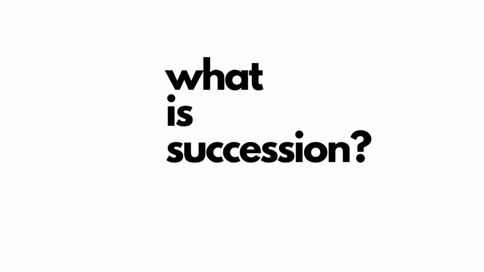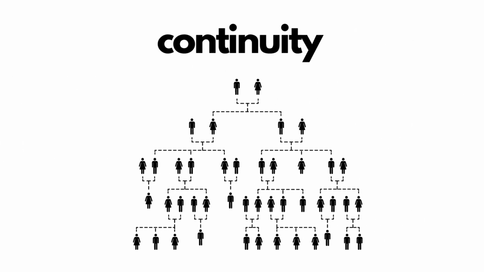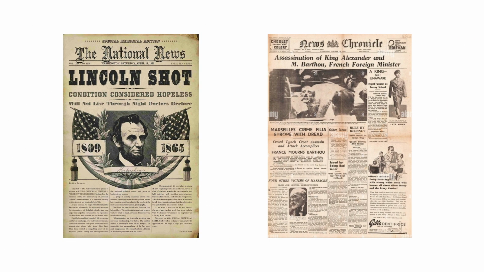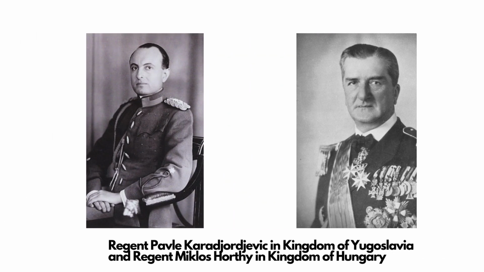So, what is succession? Succession is the process by which power is transferred from one leader to another, either through hereditary or electoral means. It provides immediate continuity after an unexpected vacancy. In some cases, the successor takes up the full role of the previous office holder, while in others, a caretaker chosen by succession criteria assumes some or all of the responsibilities.